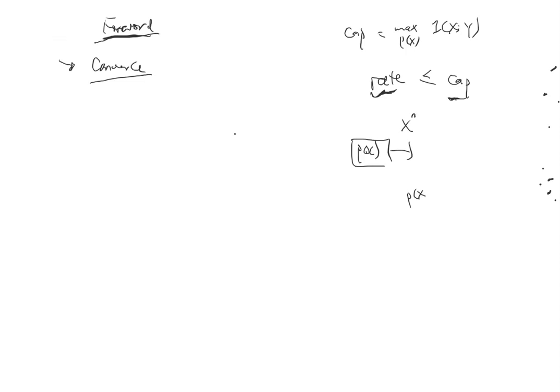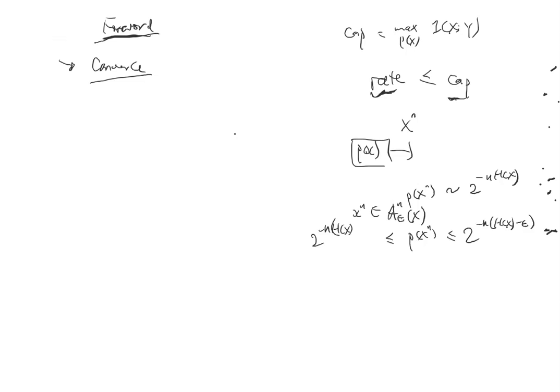Our definition of typical: each sequence will have probability around 2 to the minus nH(X). The precise definition, if x^n is typical, is that P(x^n) is less than 2 to the minus n(H(X) minus epsilon), and bigger than or equal to 2 to the minus n(H(X) plus epsilon).